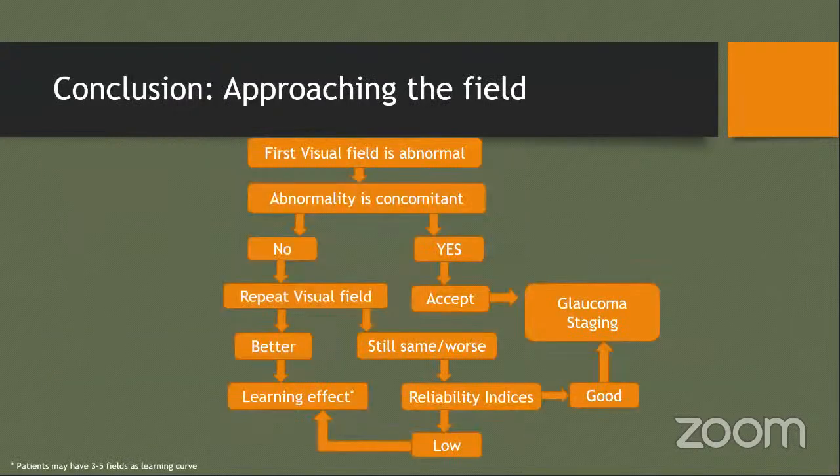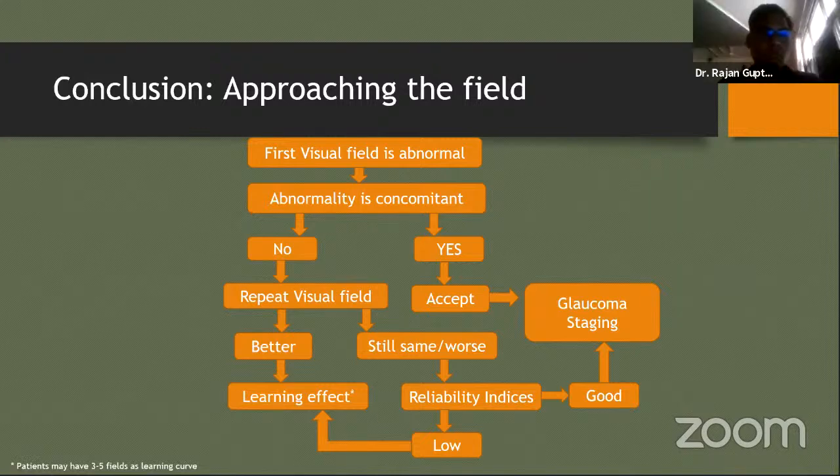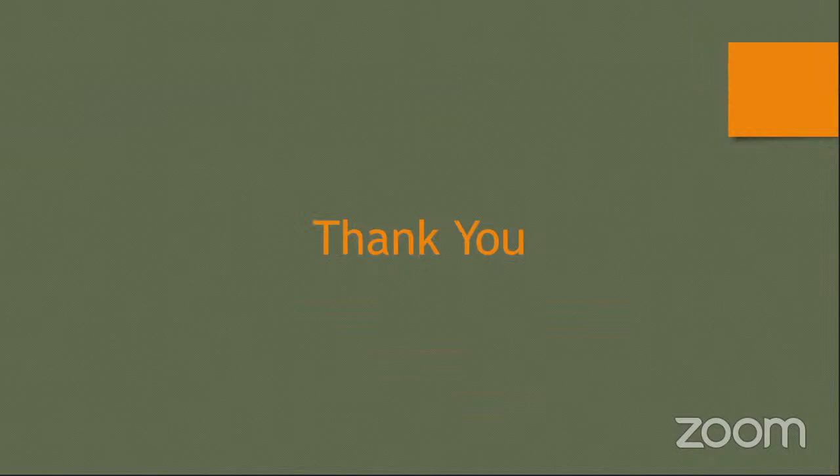And this is to conclude how we should approach perimetry. If the first field is abnormal, and the abnormality is concordant, then you have to accept this field and go for the glaucoma staging. If this is not acceptable, then repeat the field until you get a field which is free of the learning effect and artifacts, and the reliability indices are good. Then you can go for your glaucoma diagnosis and classify and stage the glaucoma based upon that. Thank you so much for your patience in hearing.